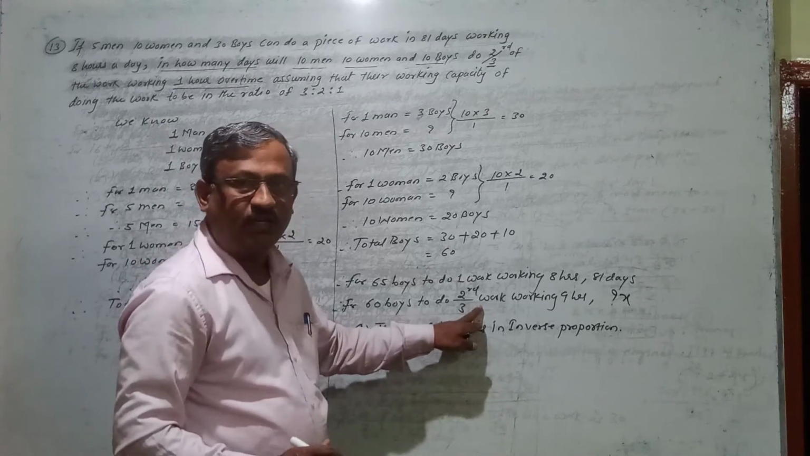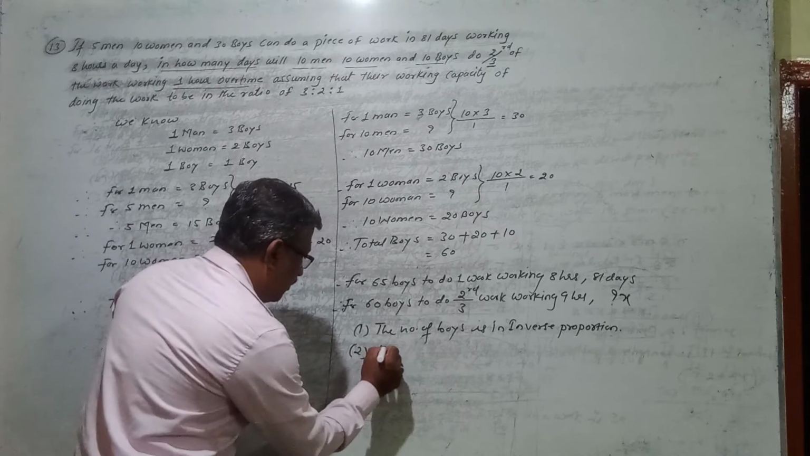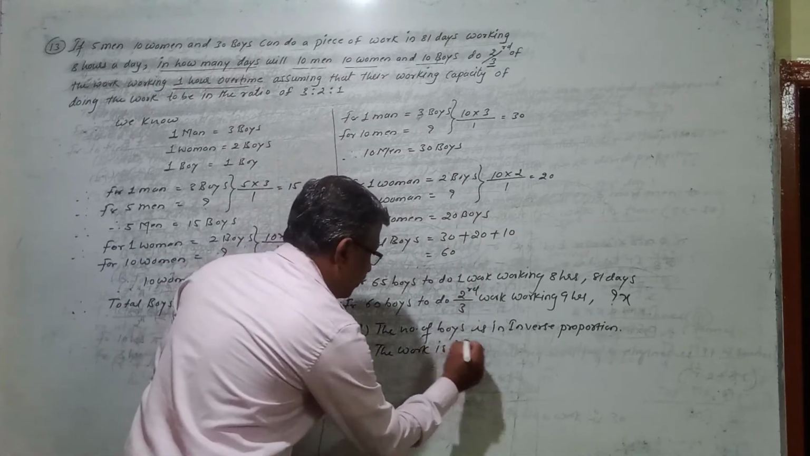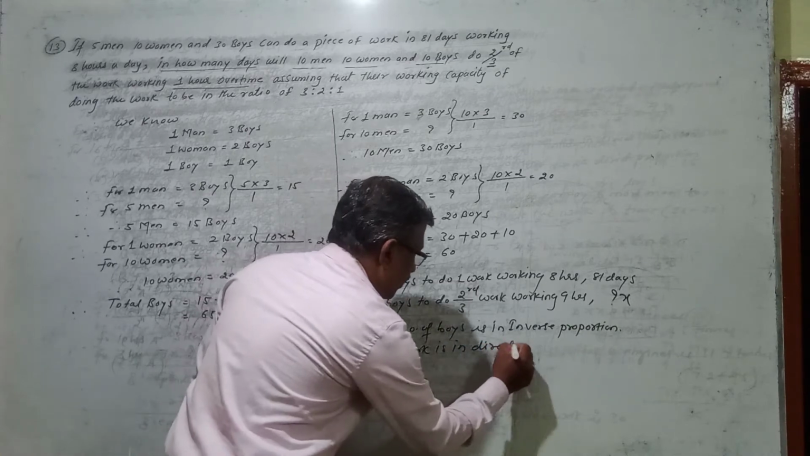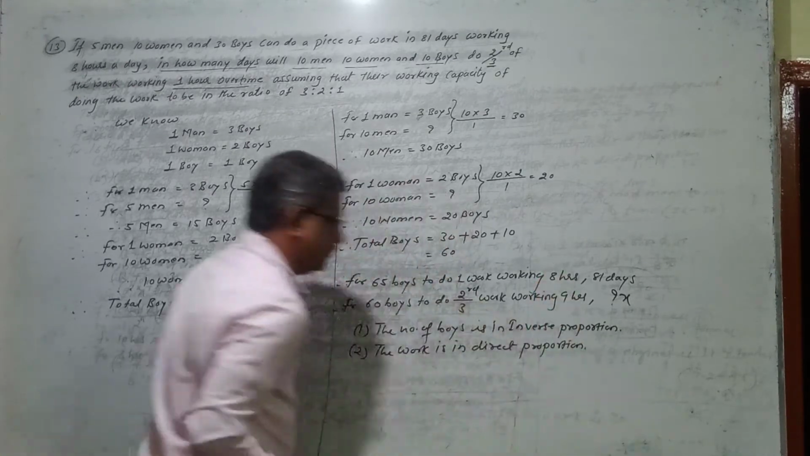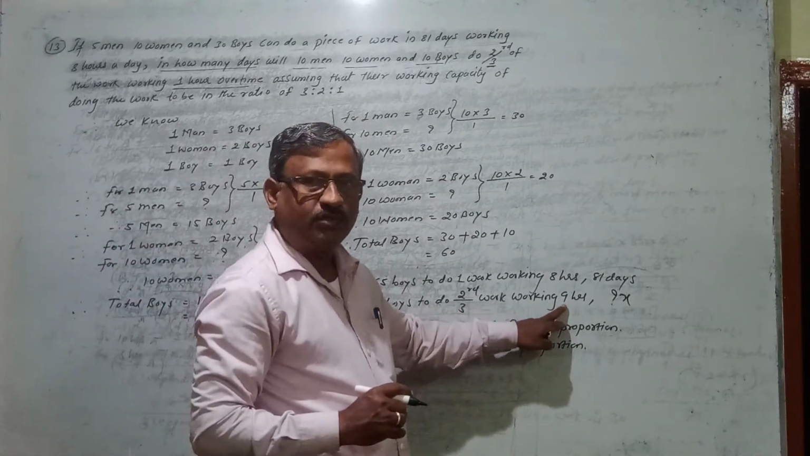Means here the work is in direct proportion. So here you put number 2 and write the work is in direct proportion. Yeah. And finally you have to compare the hours, right?